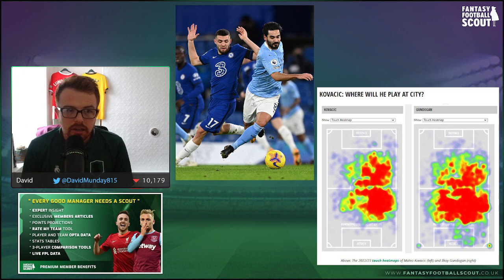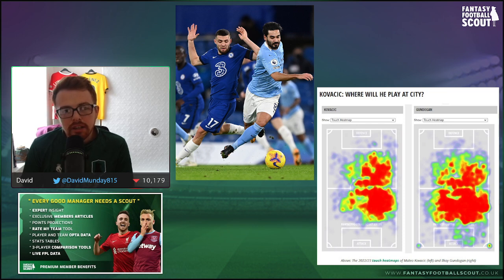But yes, these heat maps then. Two of the fantastic things you can do in the members area is looking at an individual player's heat map, but also comparing them as well. And that's what we've got on the screen right now. We've got Kovacic on the left and we've got Gundogan on the right.